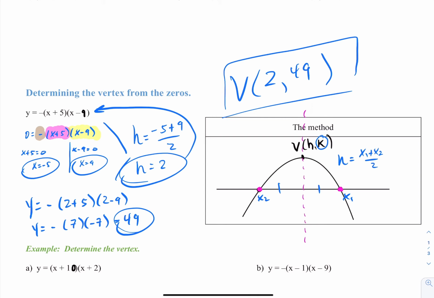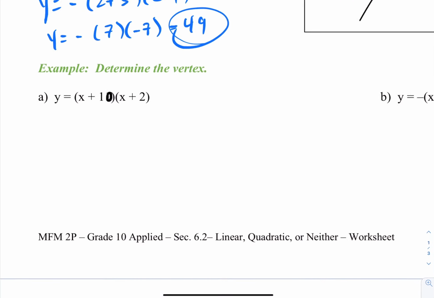So how you do it is you find your zeros, like we talked about, add them up, divide by 2, and you always have the x-coordinate of your vertex. Sub that x-coordinate into your quadratic, and you'll get the corresponding y value. And now we have our vertex. Okay, let's try another one here.